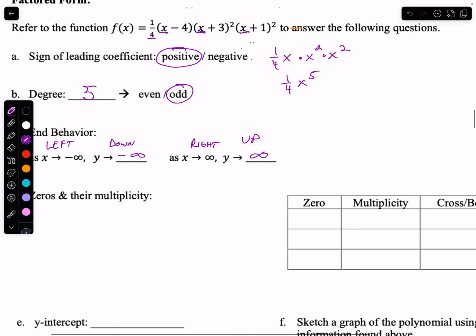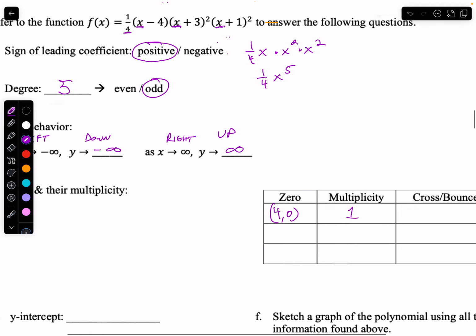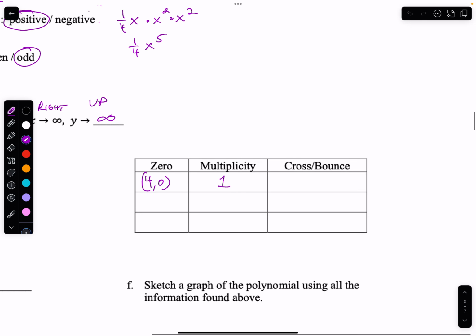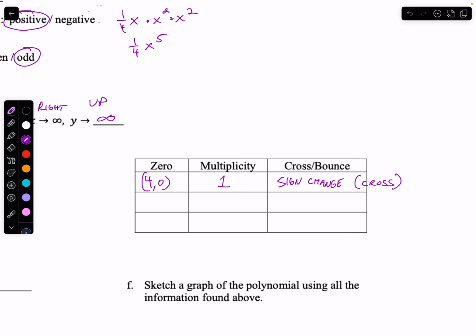Zeros and their multiplicity. Zeros are the x's that make this 0. So for 4, 0 is an x-intercept. I like to write them as points. You could just write 4. You don't have to write 4, 0, but you've got to understand that's the point on the graph. And then its multiplicity would be how many times is it repeated? It's only once. The power is 1. You only see it once, so its multiplicity is 1. And we just generalized and said, if the 0 repeats an odd number of times, which it does, its multiplicity is 1, there is going to be a sign change in our y's. If there's a sign change, that means we are crossing the x-axis.